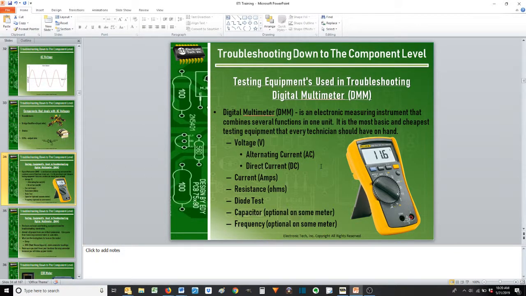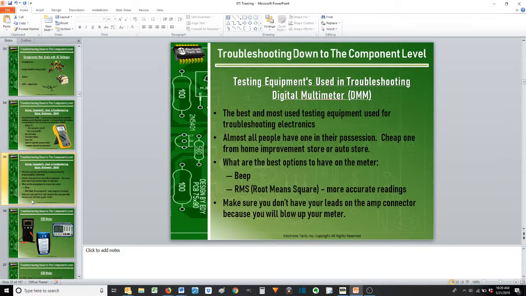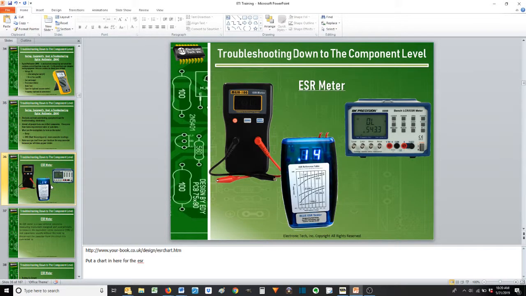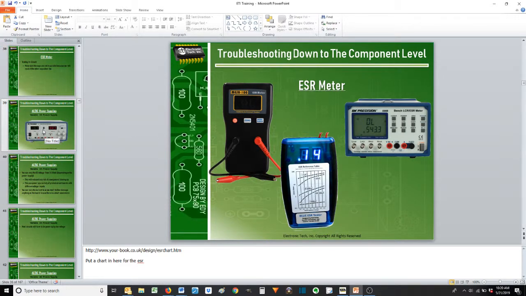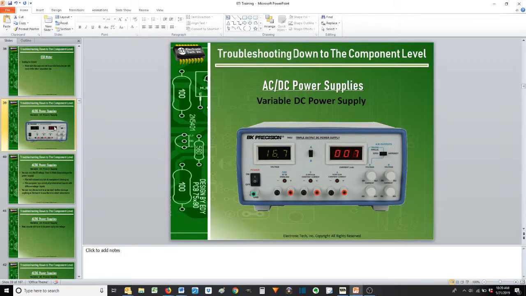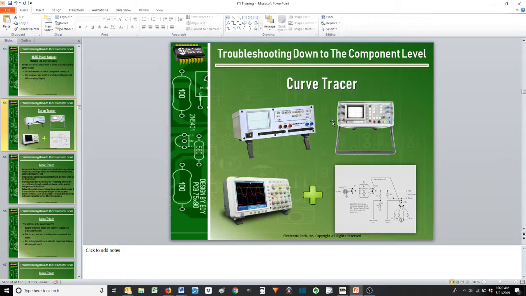So you see here, we talk about a digital multimeter, some of the things that's on a multimeter, and what we basically use. So we'll kind of go and talk through that, talk about ESR meters. You'll see that these are some of the most common meters out there and how they look. You can see DC power supply, and so on. Curve tracer, how they look. Here's even a schematic of it.